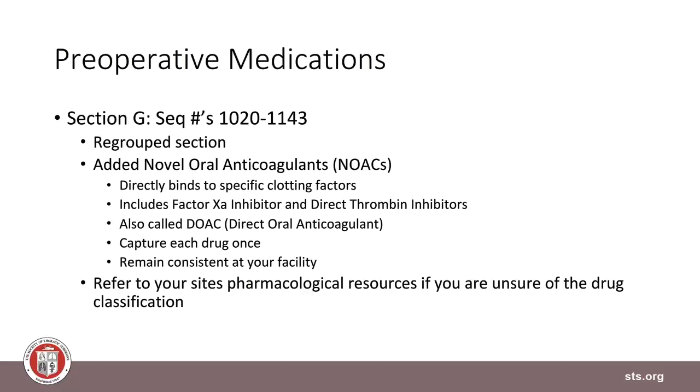In the data collection form, there is a space to capture specific anticoagulants like factor Xa inhibitors and direct thrombin inhibitors, and a place to capture the more generalized NOACs. Only capture each drug once. For example, if you capture Pradaxa within the direct thrombin inhibitors, do not capture it in the NOAC category. If you capture Eliquis in the NOAC category, do not capture it in the factor Xa inhibitor field. Only capture each drug once and remain consistent at your facility. If you capture Eliquis in the NOAC category, then you should always capture Eliquis in the NOAC category.